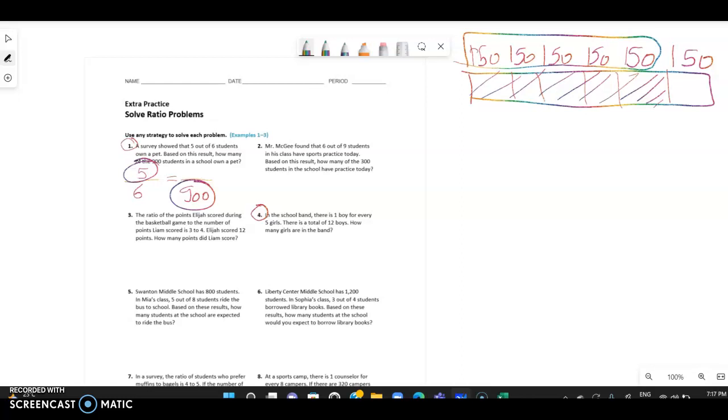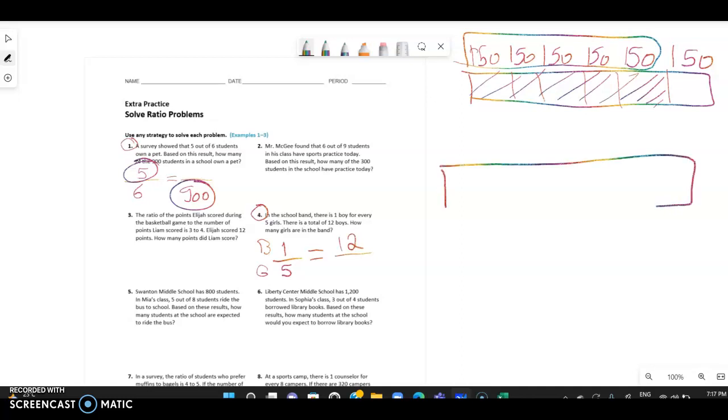For number 4, it says that in the school band there is 1 boy for every 5 girls. So boys is 1, girls is 5. Here is the ratio. There is a total of 12 boys, so the 12 will be added up next to the 1.